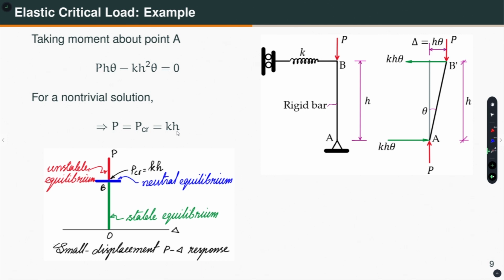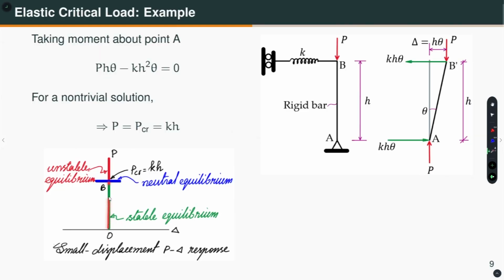If I show the equilibrium path, my vertical axis is P and the horizontal axis is delta, or you can also plot theta. As I keep on increasing the load, I am going along this path, meaning that there is no horizontal displacement. Or in other words, when you are here, if you apply a little bit of disturbance and remove the disturbance, then the bar will come back to the original position.